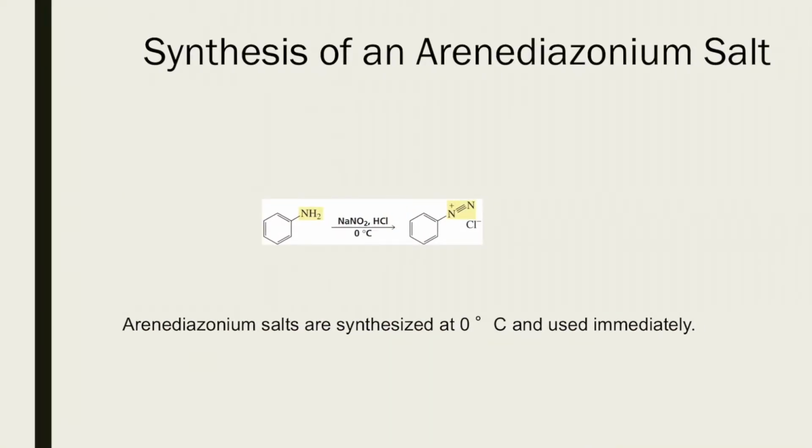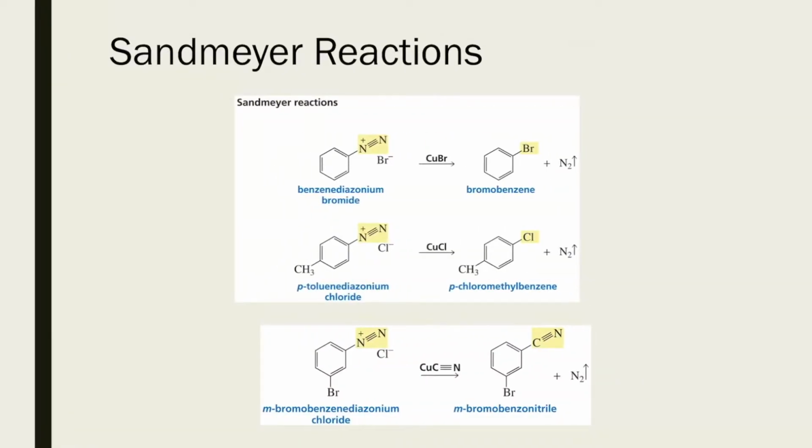How do we synthesize arene diazonium salt? When anilines are reacted with sodium nitrite in the presence of HCl at 0 degrees Celsius, it can produce nitrous acid in situ, and can give rise to the formation of arene diazonium salt. Remember that this reaction has to take place at 0 degrees Celsius. Raising the temperature would destroy the arene diazonium salt because nitrogen can escape from it.